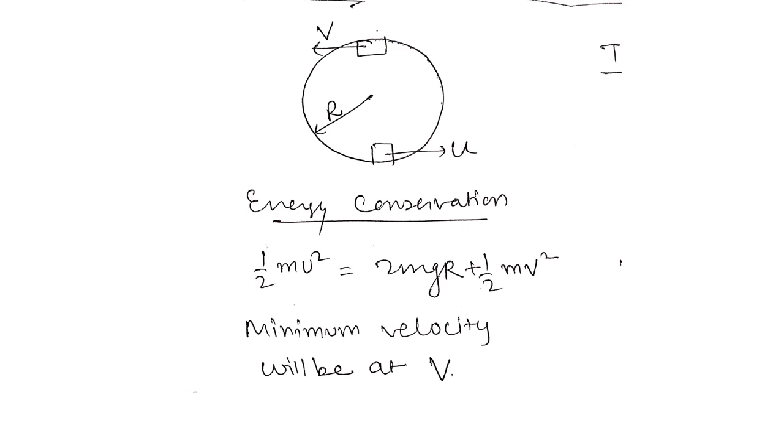So where do you think that the minimum velocity will occur? The minimum velocity will occur at the topmost point, because if we solve here, we will get v square is equal to u square minus 4gr. So here will be the minimum velocity, and we will have to find v.